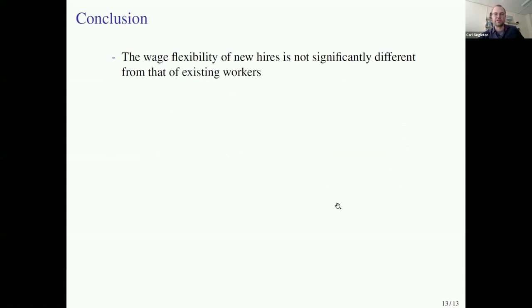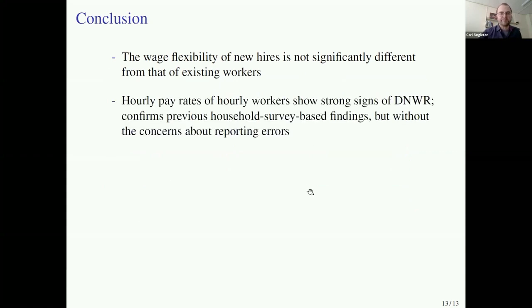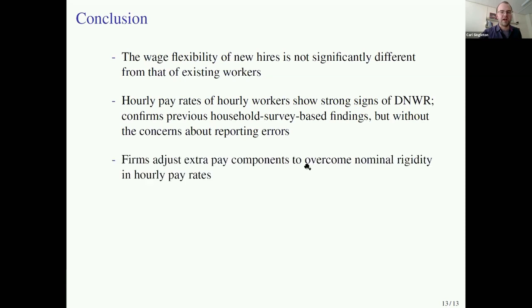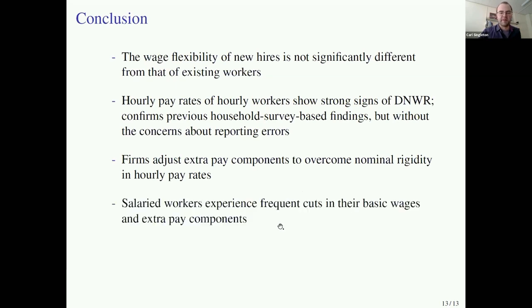Okay, so in conclusion, very quickly, we find that the wage flexibility of new hires is not significantly different from that of existing workers. We also find in this paper that the hourly pay rates of hourly workers show very strong signs of downward nominal wage rigidity, consistent with the household survey-based evidence of decades ago, but without any concerns for the reporting errors. Firms use other pay components quite a lot, and a lot more than you might think, to overcome nominal wage rigidity, it appears.